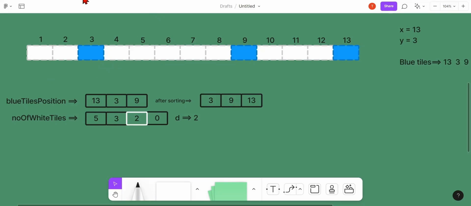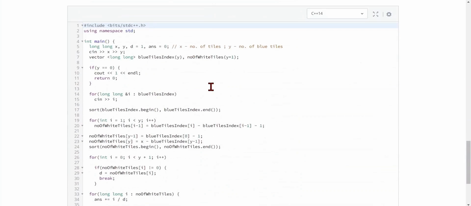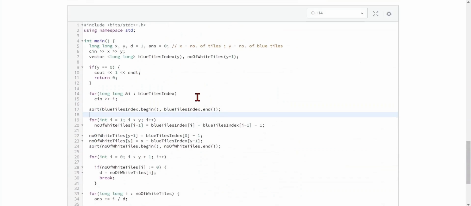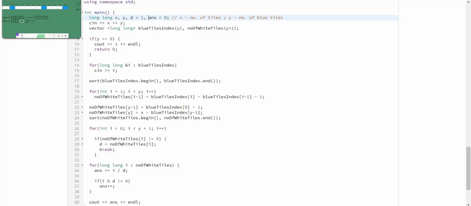So let's take a look at the logic of the question, that is the code. In the code we have declared the necessary variables x and y, where x is the number of tiles and y is the number of blue colored tiles. D equals 1. We have considered D as 1 because the minimum number of tiles that can be painted at one time is 1. We cannot paint 0 tiles at one time. So we have considered it as 1 and the answer as 0.